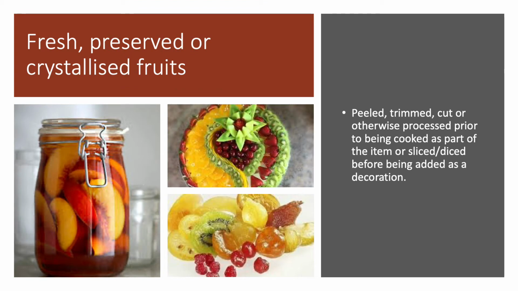Fruits. Fruits come in a couple of different ways. You can get them peeled, trimmed, prepared, processed, sliced, diced, or maybe certainly fresh, whole, preserved, crystallized, or sugared. Okay, or dehydrated as well. And we may even do that to our fruits.